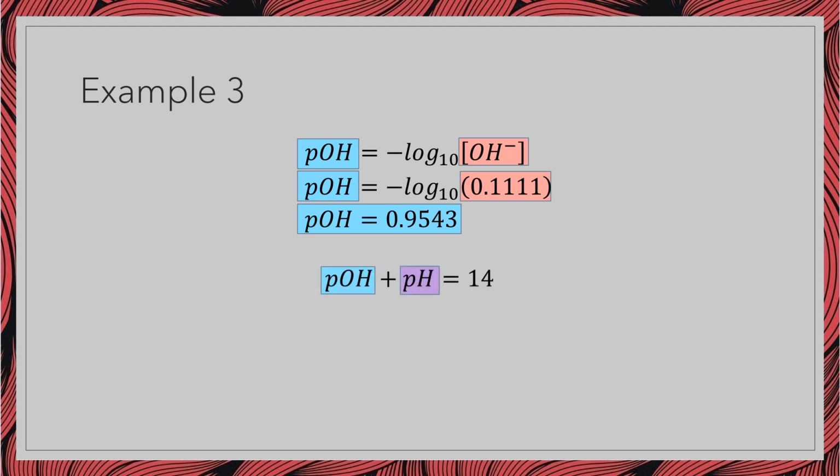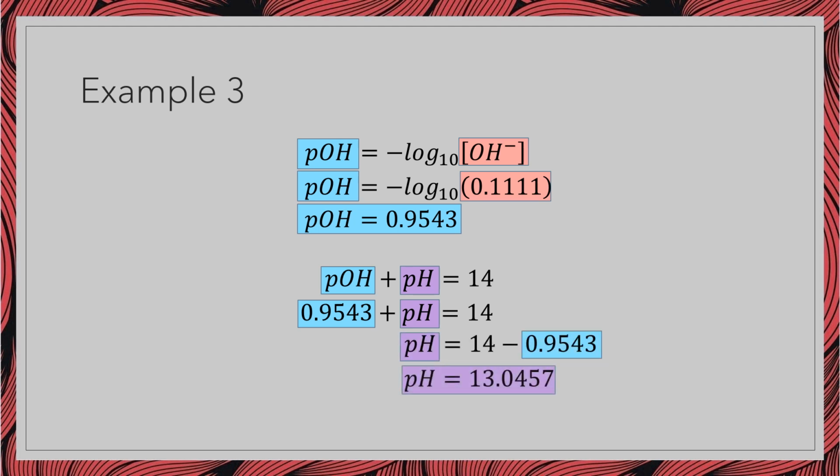pOH plus pH equals 14. So 0.9543 plus pH is 14, gives us in the end a pH of 13.0457. So see how we worked through that? We followed the flowchart, got to our answer. Okay, and just rounding it to 4 sig fig.